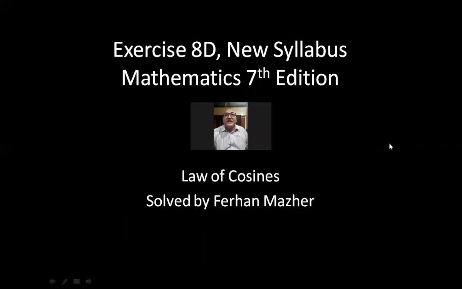So we are done with the exercise 8D of the New Syllabus Mathematics 7th edition book. This exercise is basically about the law of cosines, and it also involves some parts of questions which use the law of sine and the area of the triangle formula. My dear students, today we have done the exercise 8D. I hope that this video, which is quite a long video, will help you to understand the law of cosine and to do the basic level, intermediate level, and advanced level questions on the law of cosine.